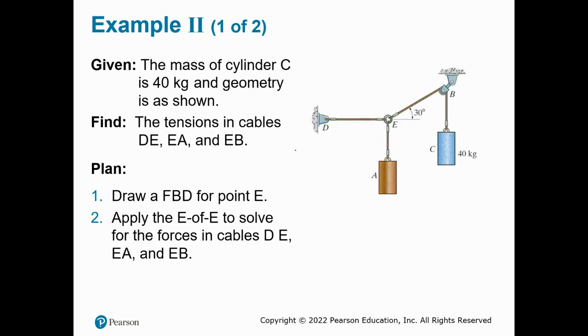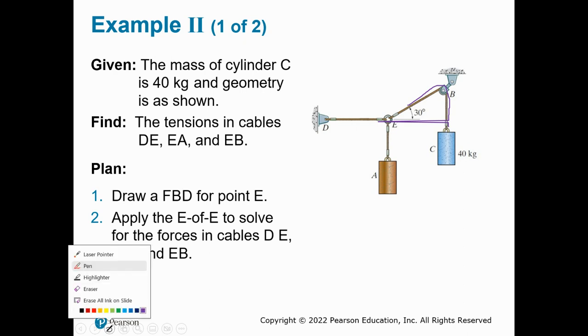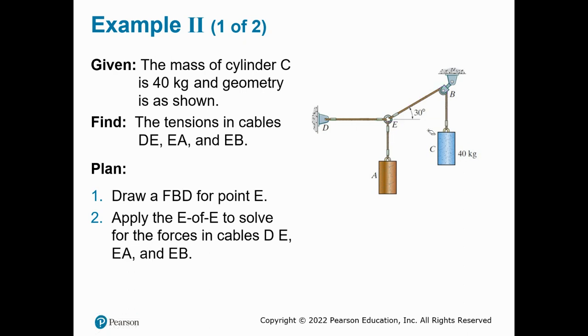Example number two. Okay, we're looking for the tension DE, EA, and EB. So we're going to draw our free body diagram about point E. What I want to point out is that we have a pulley over here. Sorry, did not need that. Let's try that again.